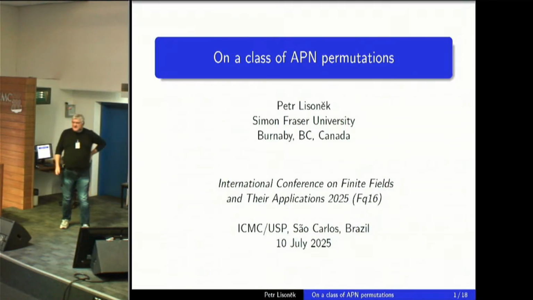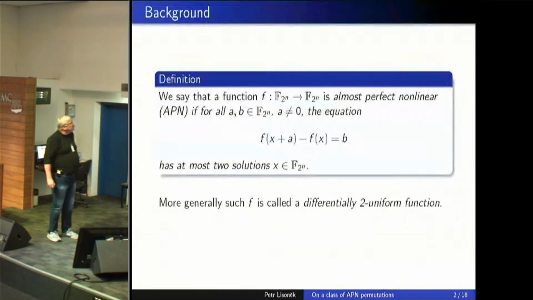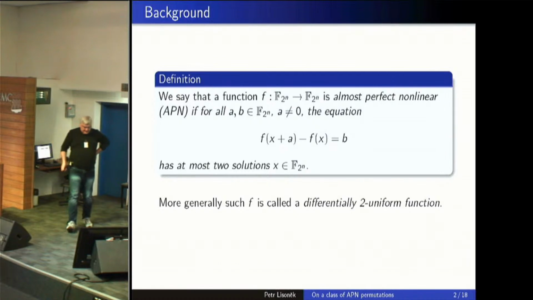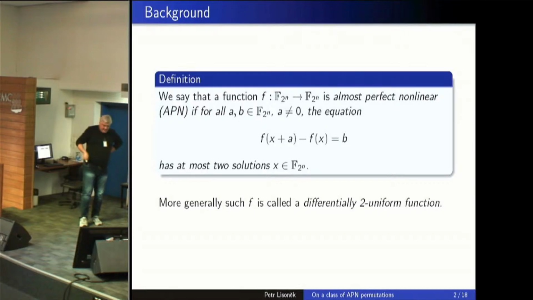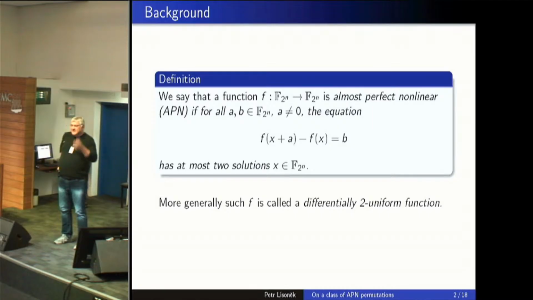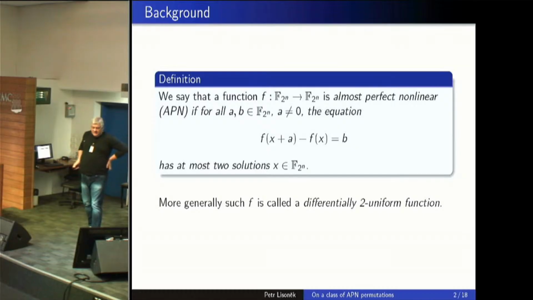I'll start with about 3 slides, just reviewing quickly the background and the terminology, and then I'll get to the problem to be addressed. In C-Ham's talks and in Valentin's talk, we already had this definition of an APN function. Valentin also mentioned that when it's APN, we call it 2-uniform. And in general, if that equation has at most k solutions for any a and b, we call it k-differentially uniform.